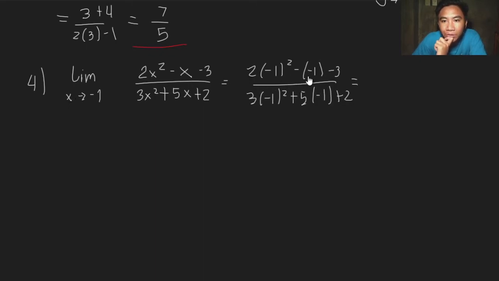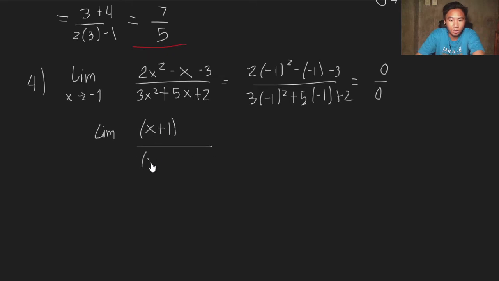Kasi, 2 plus 1 is 3, 3 minus 3 is 0. And then, sa baba naman is 3 plus negative 5, that will be negative 2. Negative 2 plus 2 is 0. So, factorable siya. The limit of ito, x approaches to negative 1, magiging, sabi ko nga kanina, mag-change sign lang to, negative 1 magiging positive 1. And then, x plus 1.